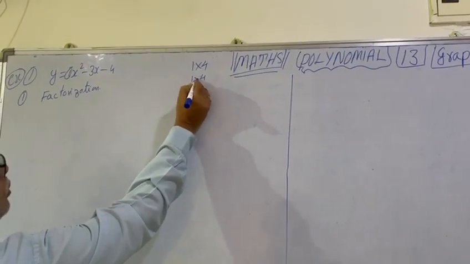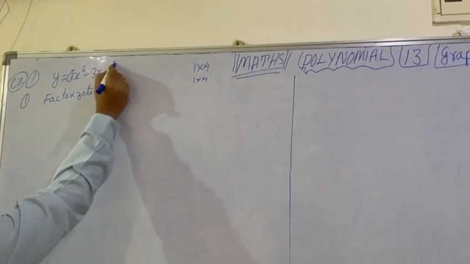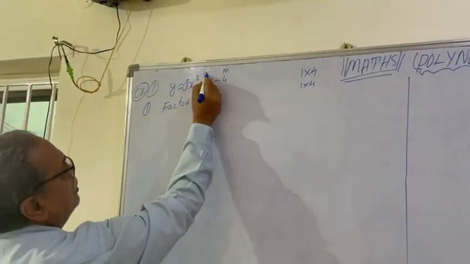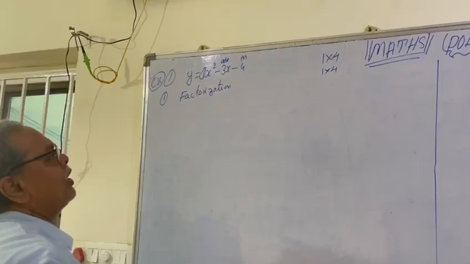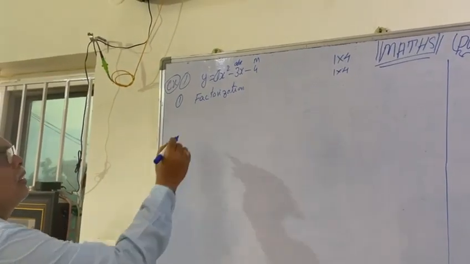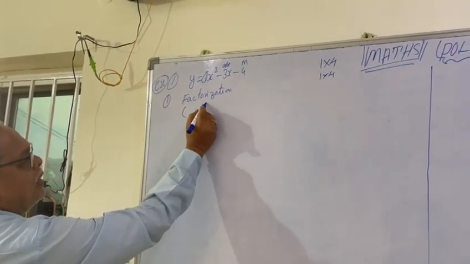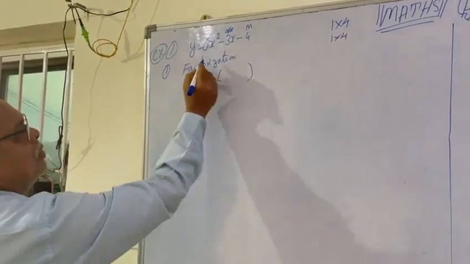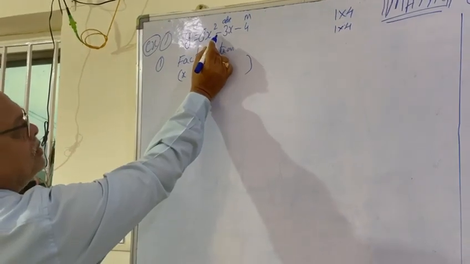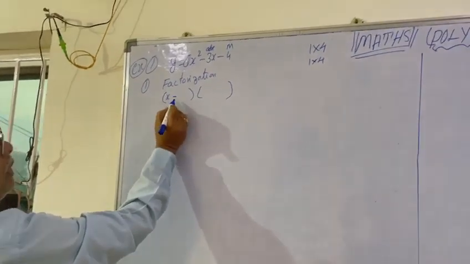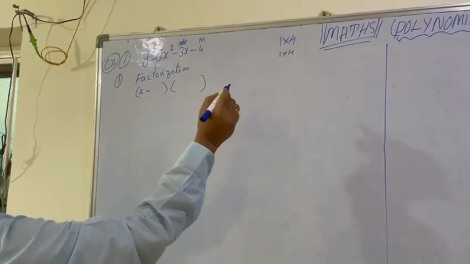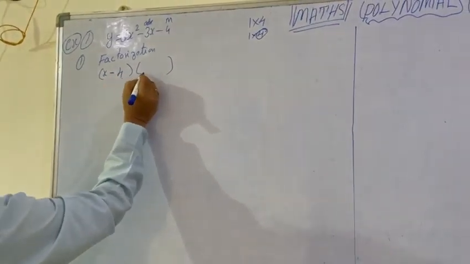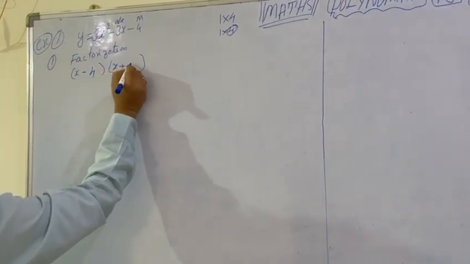1 into 4, this is multiplication. 4 minus 1 is 3, addition. What is the factorization here for the formula? First you will have to write brackets, parenthesis, x and x. Here what is the sign? Minus sign is there in the second place. Minus, greater one is factorization, greater one is 4. So x minus 4, x plus 1.